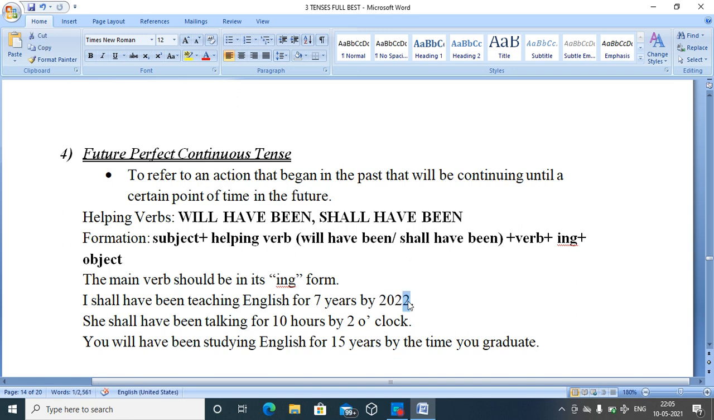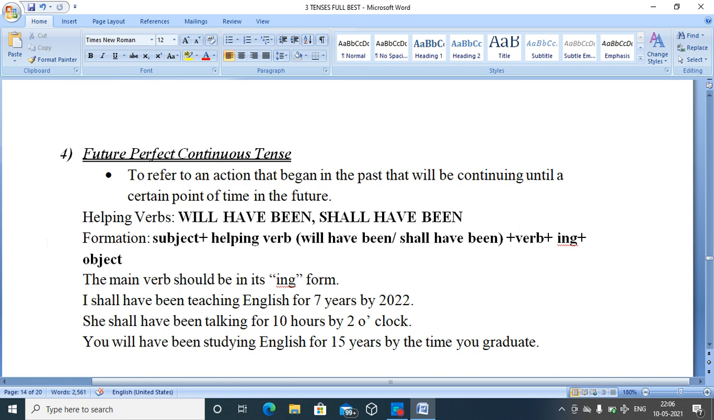If you take 2021 to be the present time, present point, you can take 2022 or 23 or 24, any year in the future to be a future definite point. Another example, I take another example. She shall have been talking for 10 hours by 2 o'clock. So an action that started 10 hours before. If you want, you can definitely mark down the time of starting talking, by 2 o'clock.